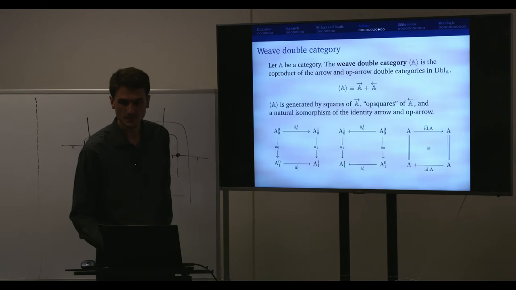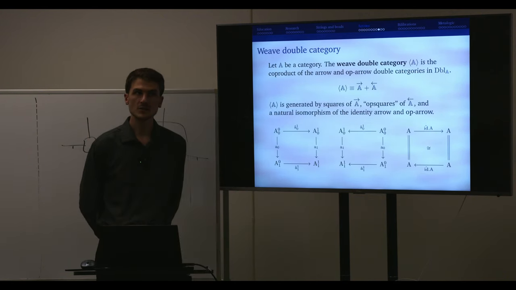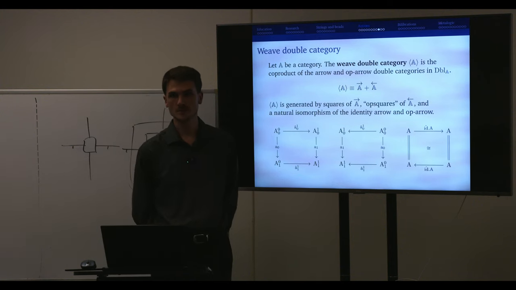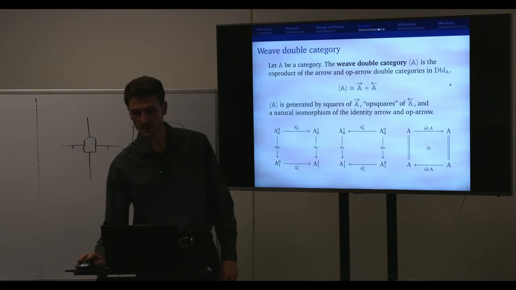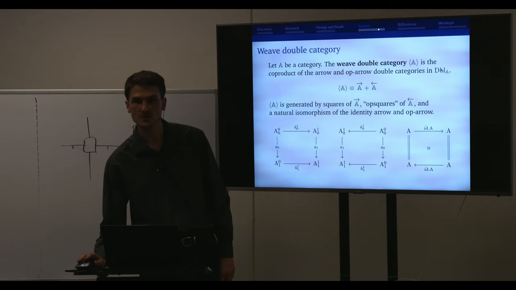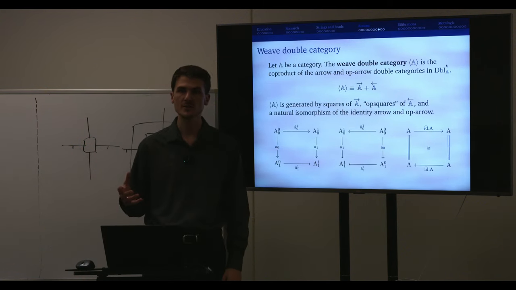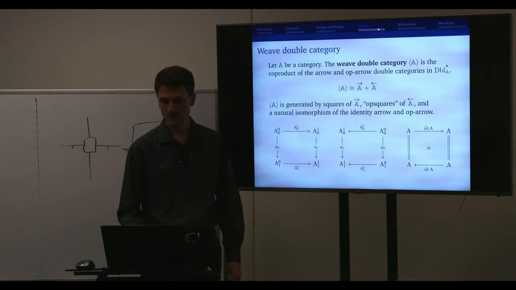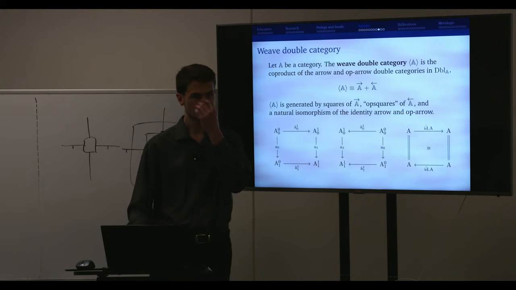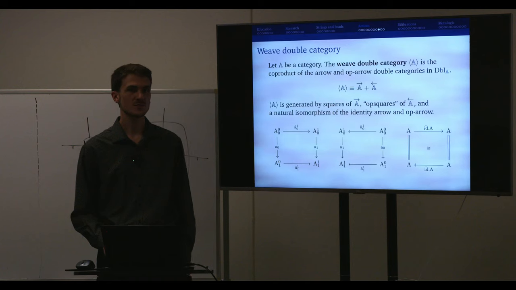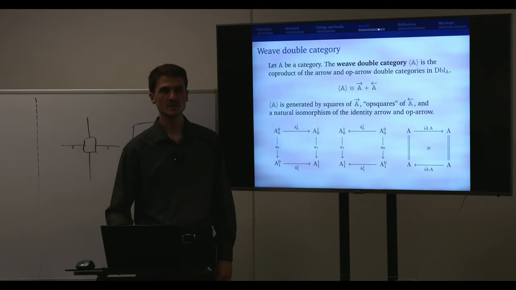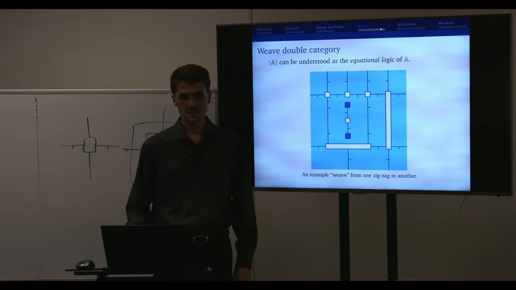So is it a co-product or a push-out? It is just a co-product, yeah. Because we're in the thing of double category structures on A, so it already knows about the identity. Yeah, yeah. So it's sort of a push out under the hood. Sure. In the way that a product in a slice category is a pull back under the hood.